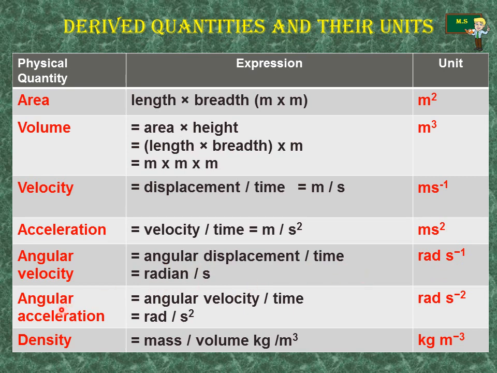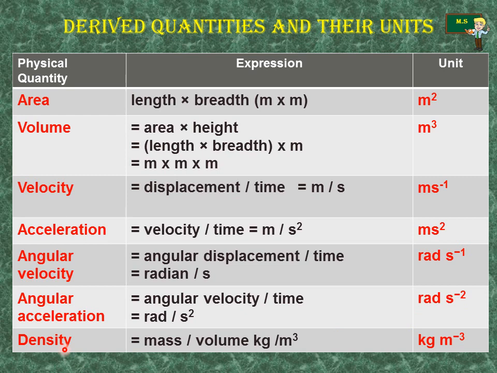Then angular acceleration. Already we have found the acceleration in the straight line. Now we have moved to the angular acceleration. That means we are moving in a circular path. Angular velocity divided by time. As we know, angular velocity is defined through the radian and the second. So rad s minus 2.